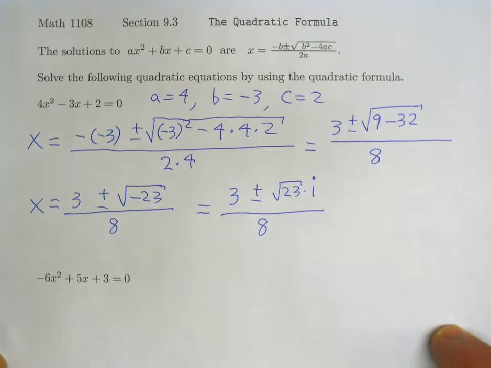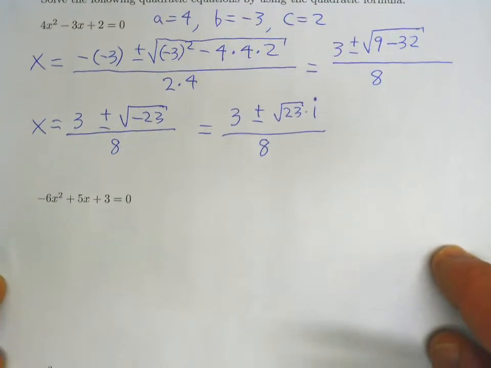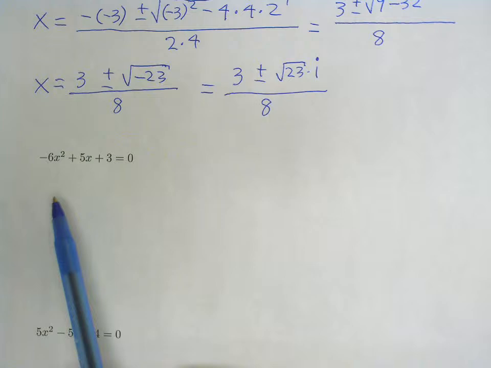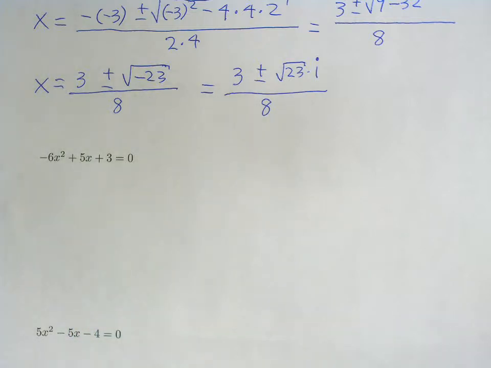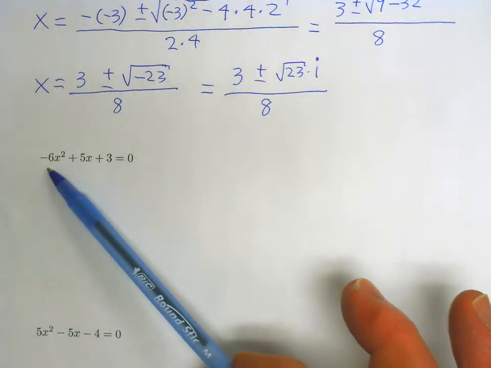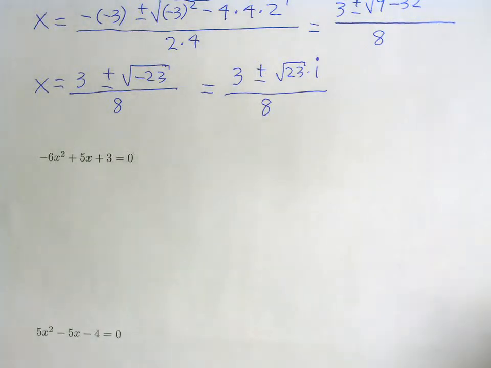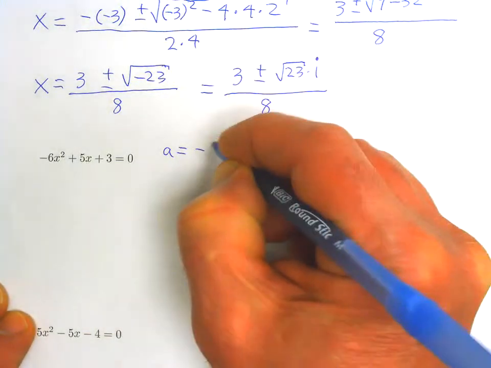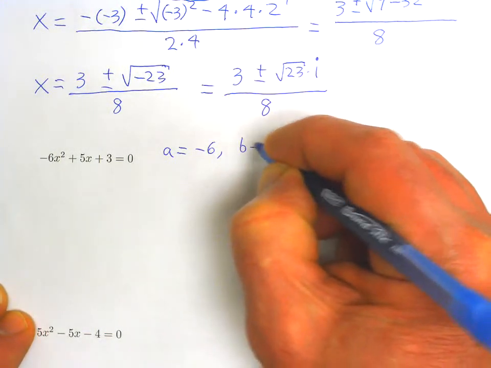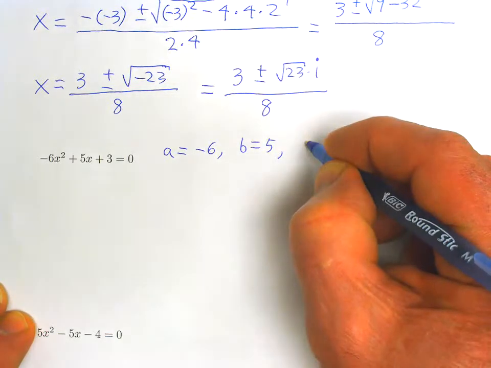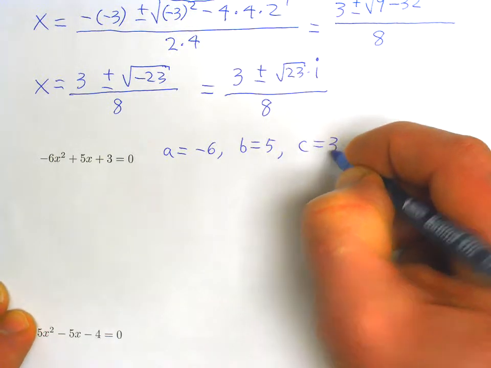Okay, in the next example, in this equation, we have negative 6x squared plus 5x plus 3 equals 0. So this time, A is negative 6, B is 5, and C is 3. So A is negative 6, B is positive 5, C is positive 3.